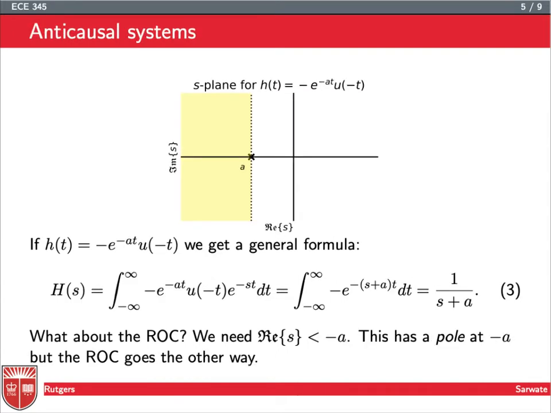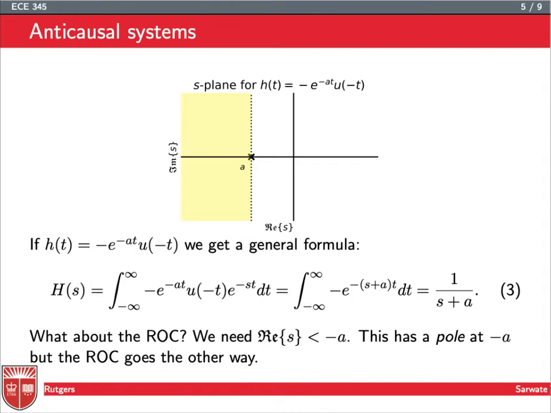Okay, what about anti-causal systems? So we can take this weird looking system, minus e to the minus at u of minus t. Again, we can just plug it into the formula. Now this u of minus t is going to make the integral actually go from minus infinity to 0, because u of minus t, remember, looks like this. So this u of minus t is going to go from minus infinity to 0. And we have minus e to the minus (s plus a)t dt.